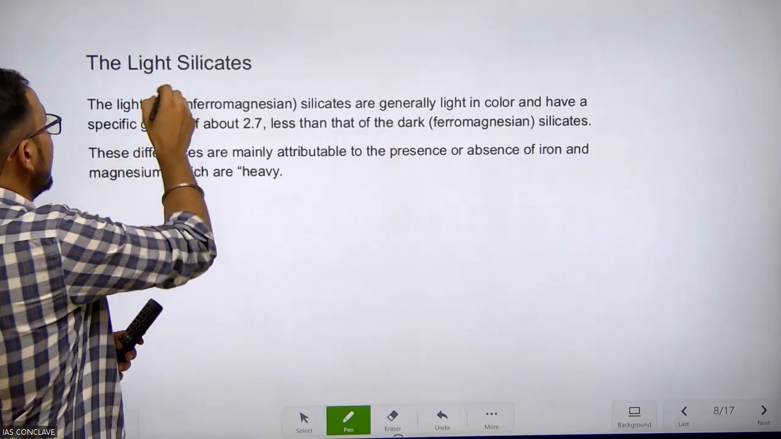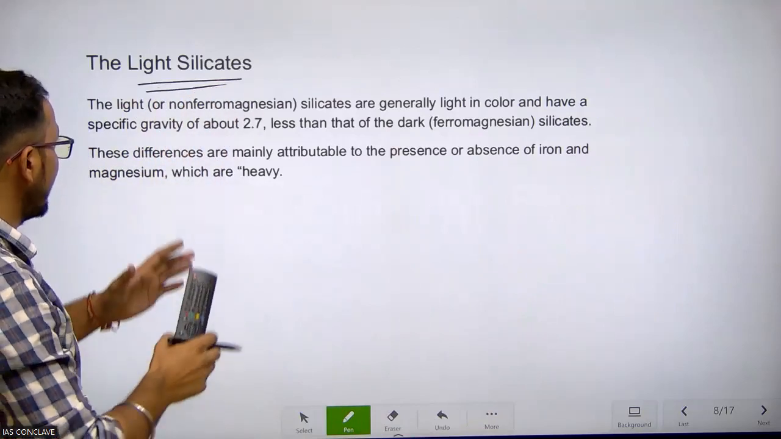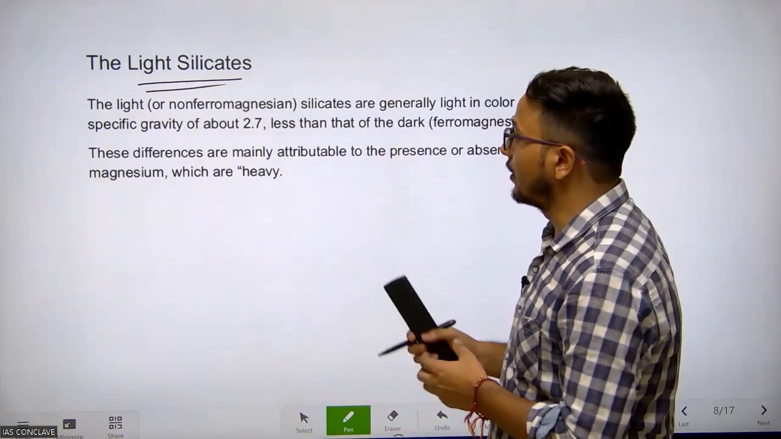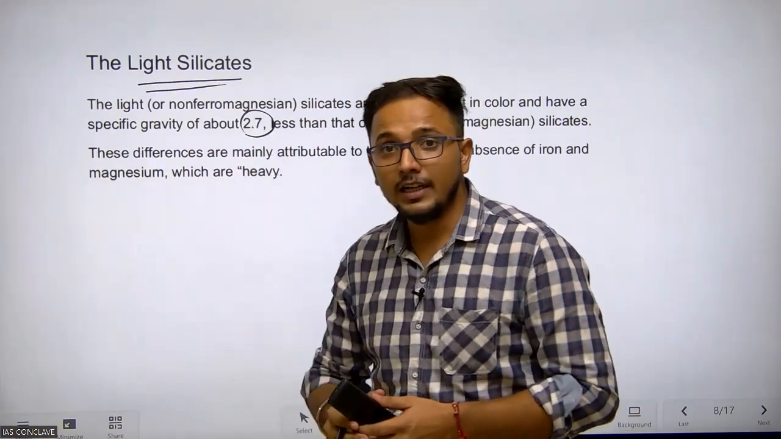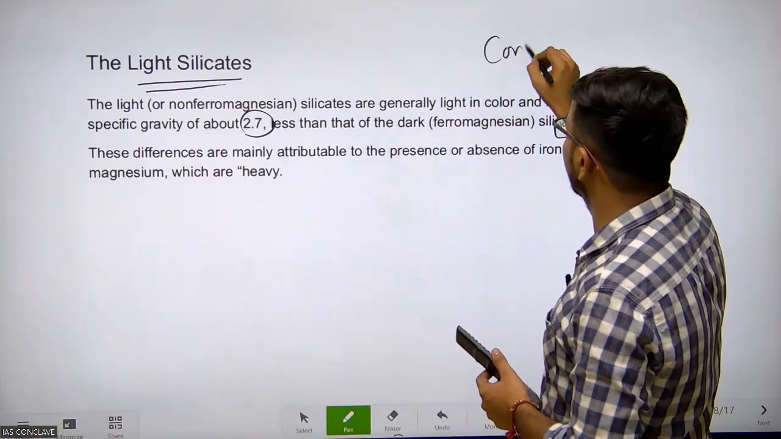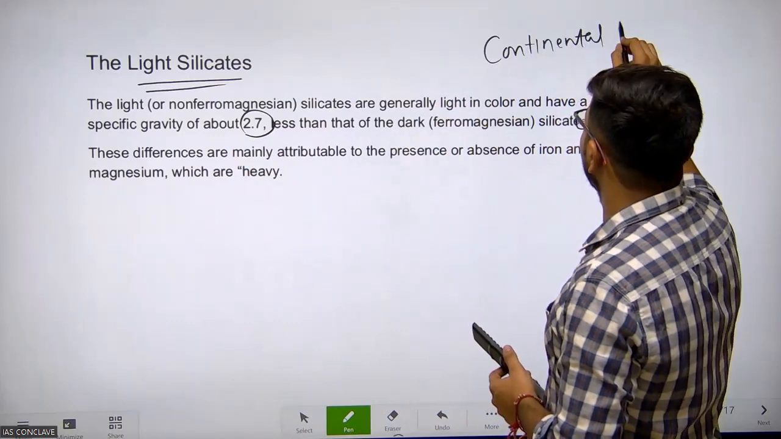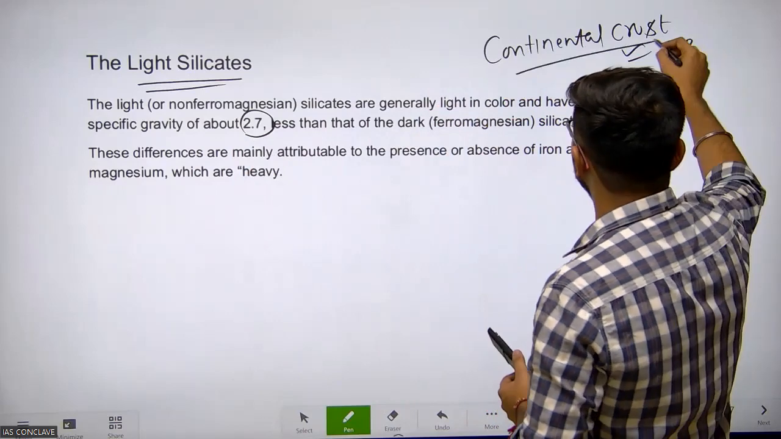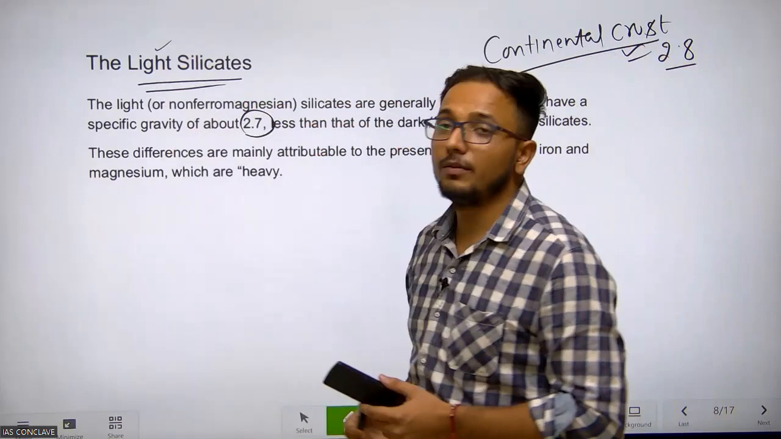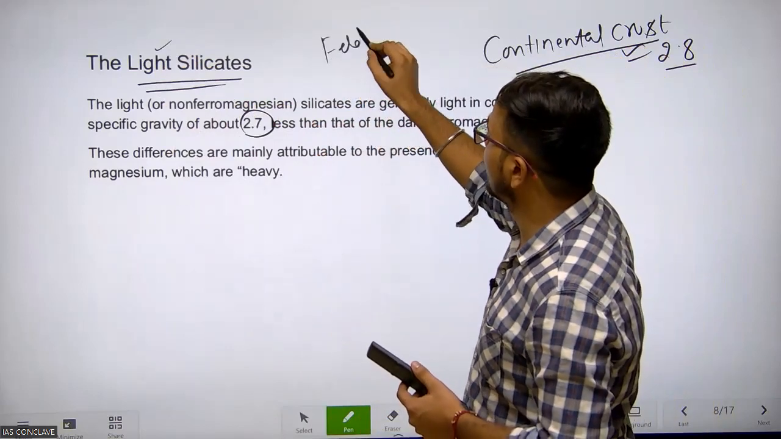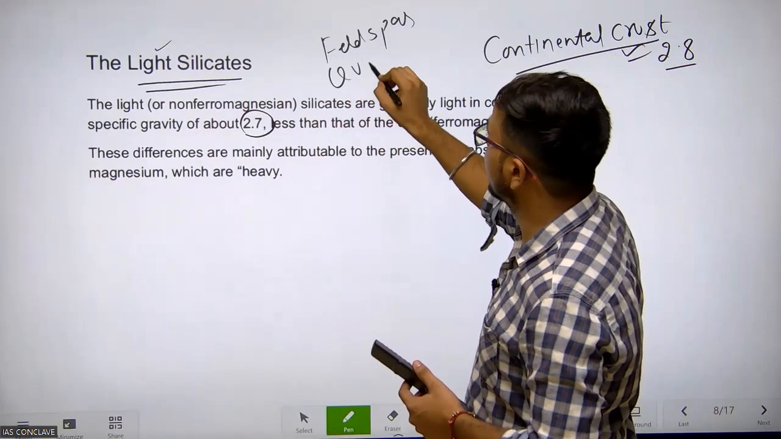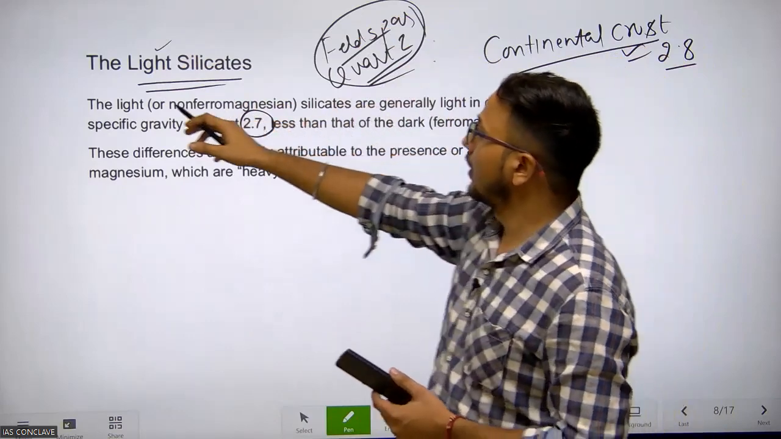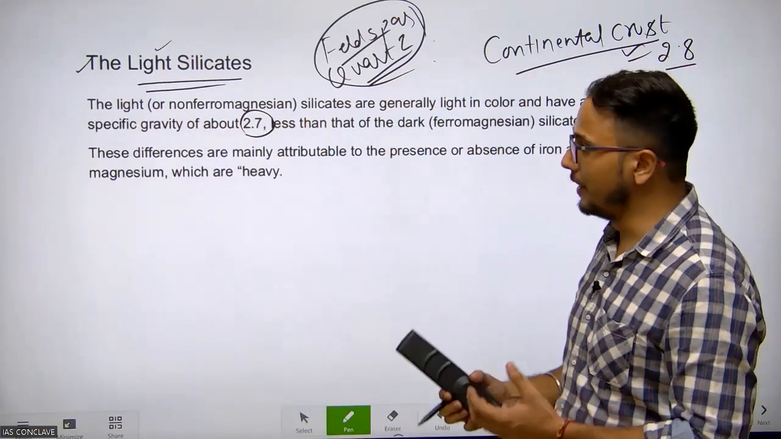Now look at the light silicates. What are light silicate minerals? The light silicate minerals are non-ferromagnesium. That means they are very light. They have a specific gravity of about 2.7. You will notice that our continental crust has a density of around 2.8, because our continental crust is composed mainly of light silicate minerals like feldspar and quartz. Both of these are in the group of light silicate minerals.